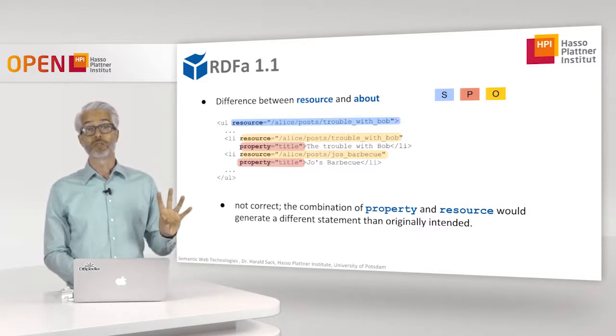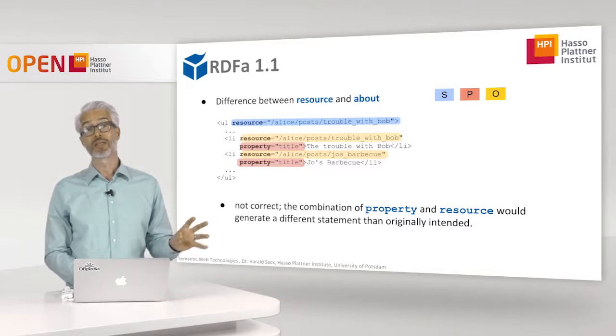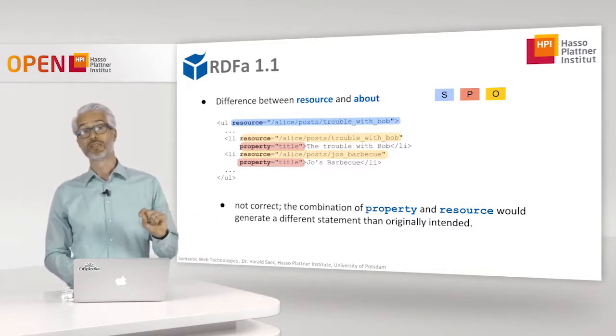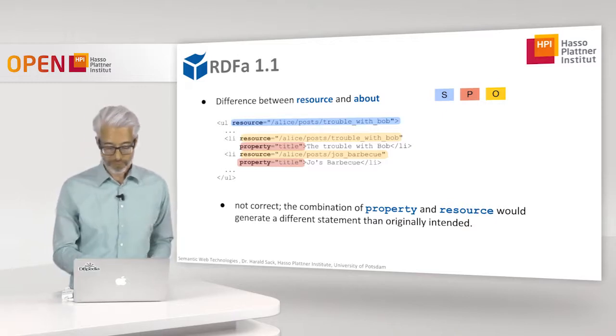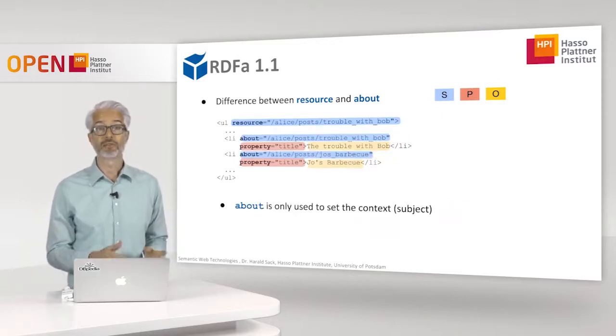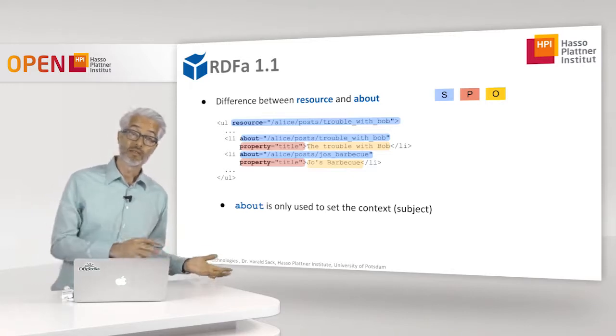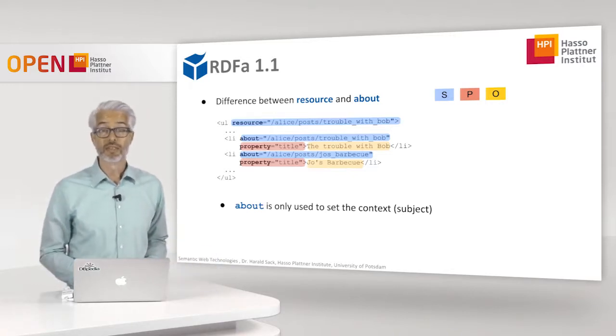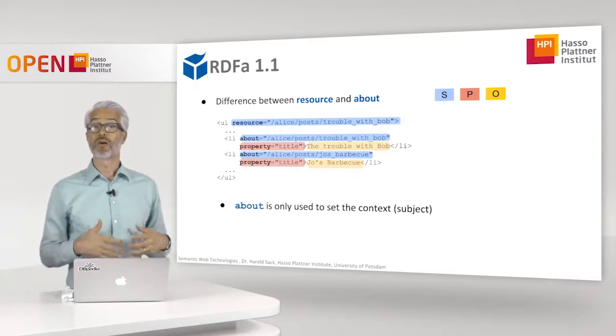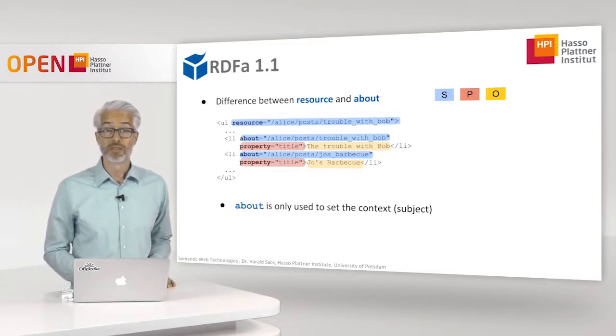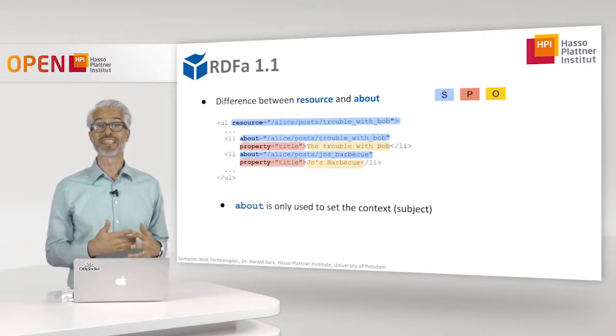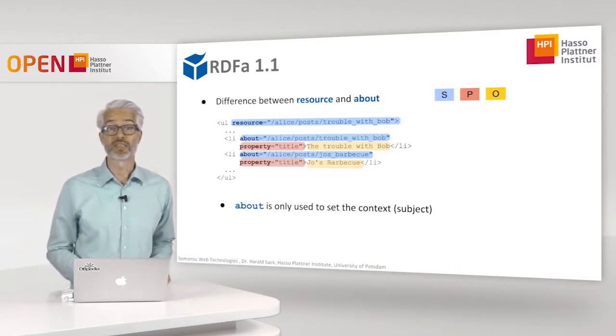If I want to format it in that way that I want to include both attributes within a single attribute here, and I nevertheless wanted to treat the resource as a subject, I have to use another keyword. I have to use about here. So about, in difference to resource, can never be an object. About always refers to the subject. So it always sets the context of a statement.